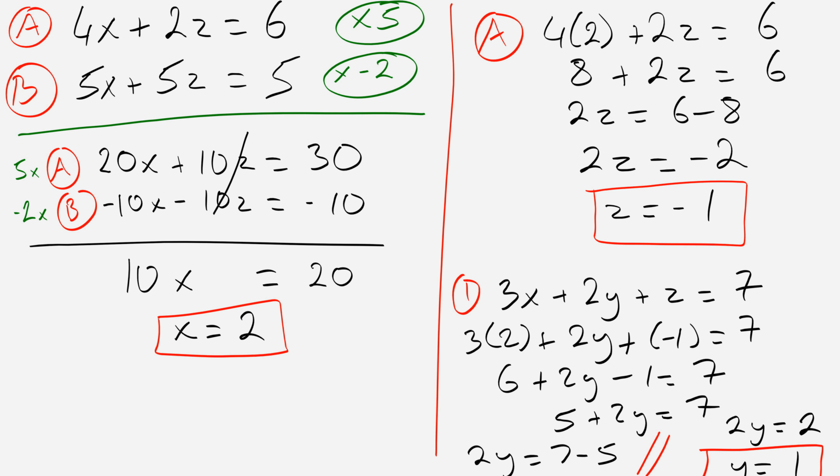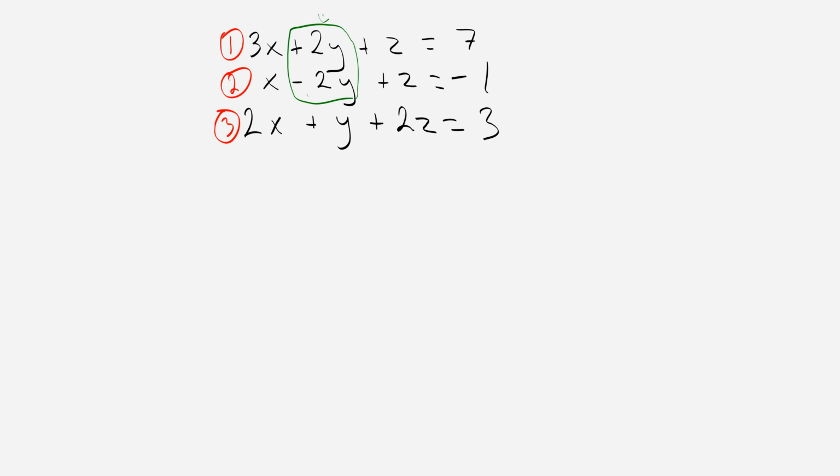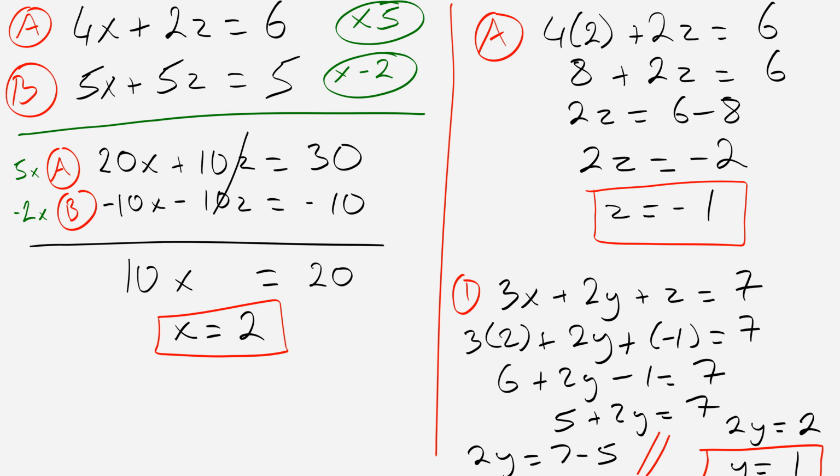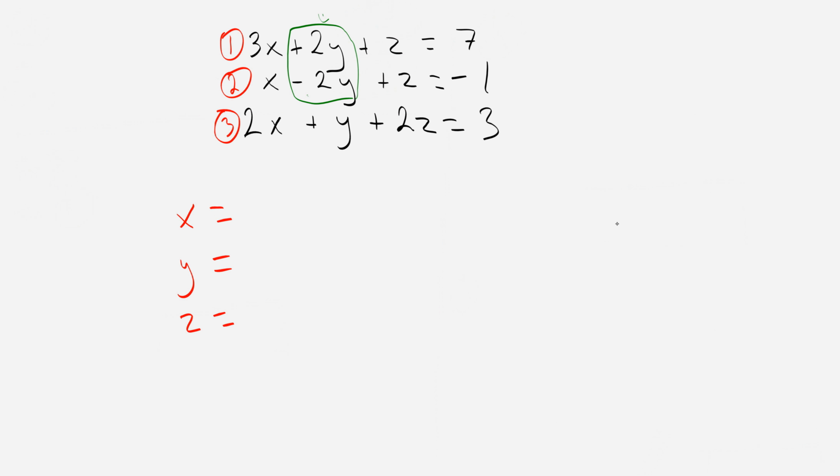So there you have it. With our system of simultaneous equations, we had 3 equations with 3 different variables, and we found our 3 solutions. Looking back, x was equal to 2, y was equal to 1, and z was equal to minus 1. So that is how you solve simultaneous equations where you have 3 linear simultaneous equations with 3 variables. We use the method of elimination.